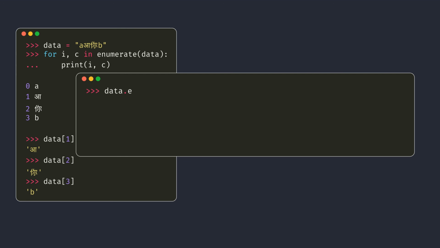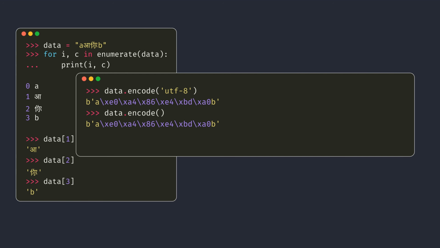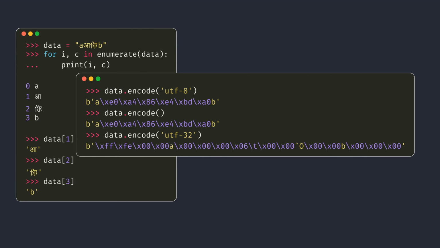You can view the binary representation by encoding the string. The default encoding is UTF-8. But other encoding types are also supported. As we discussed, we can see that encoding the same string as UTF-32 takes much more space.